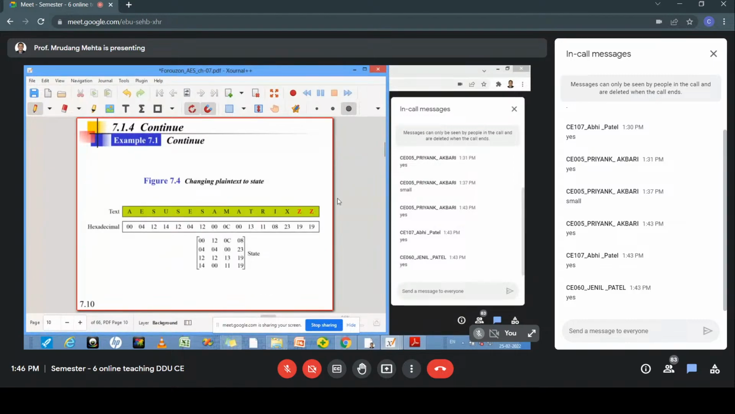Now, this is the example we took. AES uses a matrix. So we want to take 16 bytes. Okay, 16 bytes. So how many bits? 16 bytes are how many bits?